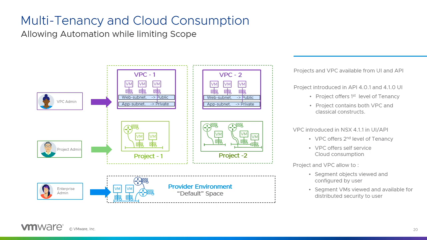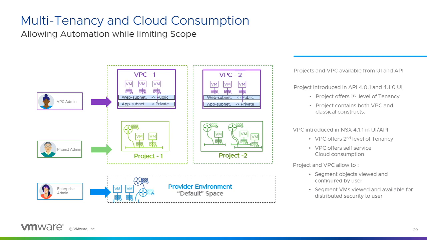Now we can slice the system. We can create projects and assign them to lines of business, to different teams, and say, you are the project admin of this project, which means that you will be able to create your own objects, your own tier 1s, your own segments. You will be able to create firewall rules on your own VMs, but you will not touch the VMs of the neighbors or the VMs which are not inside any project.